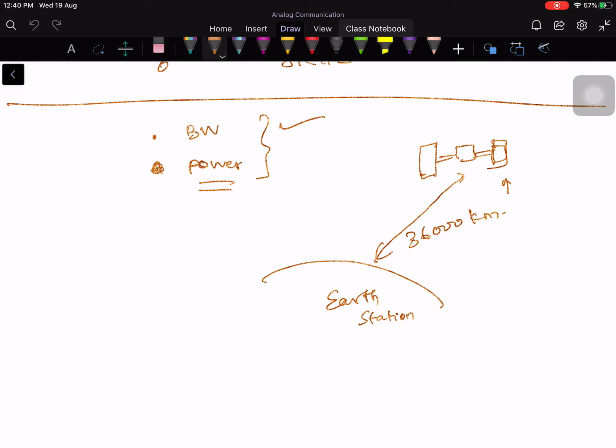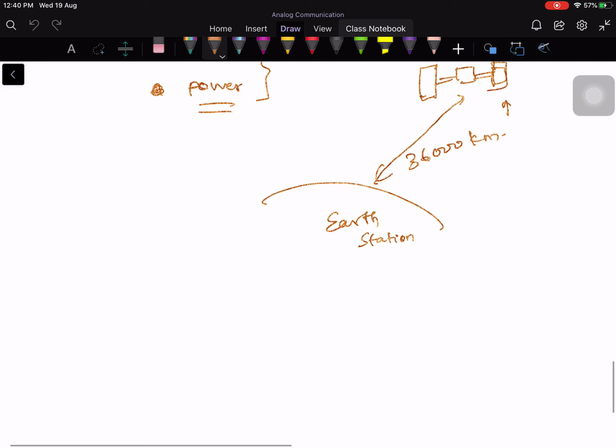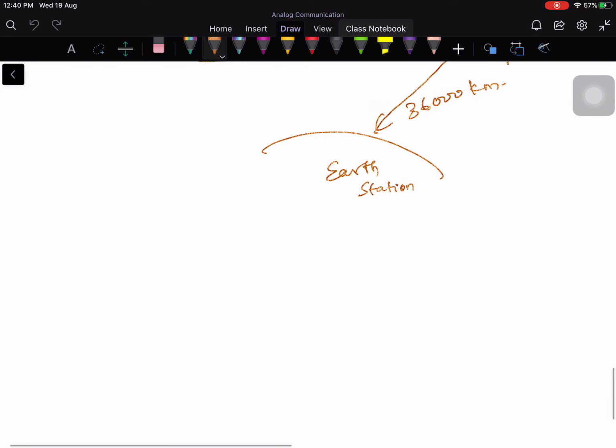But more importantly, when you put a large power in the transmitter output, it has a potential to interfere with the other signals. Therefore, power is a very important resource. You should use it very wisely. The smaller the power that you use, the better or the more efficient your communication system is.